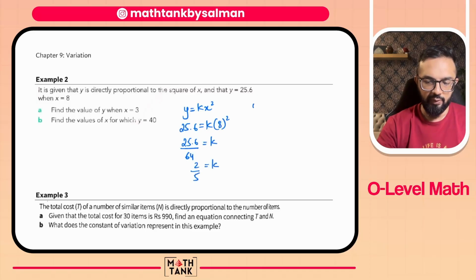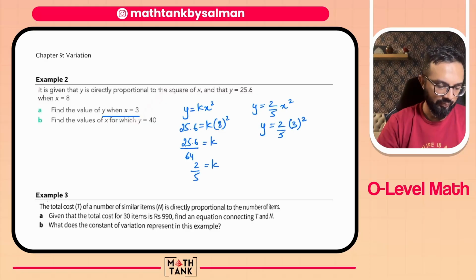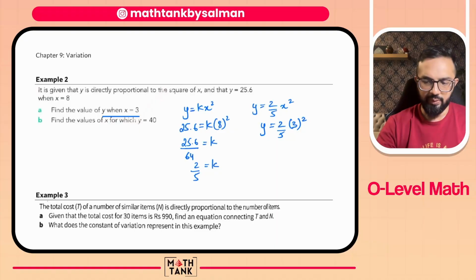So I'm going to rewrite first. I'm going to say y equals 2 over 5 x squared. Now what am I asking you? Find the value of y when x is 3. Okay, since the previous one was a decimal, I'll put this in decimal as well.